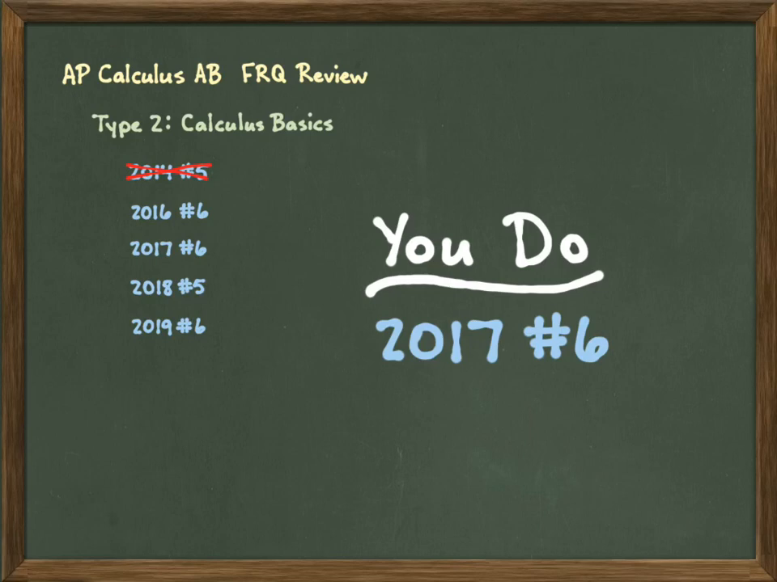Set a timer for 10 minutes only, and whatever you get done in 10 minutes is how you want to grade yourself. Okay, we want to try and put ourselves on a time crunch so we get used to the pace of the AP exam. So again, set your timer for 10 minutes, do what you can, and then come back and watch the video on how to do this problem. Again, number 6 on 2017. I'll see you again later.